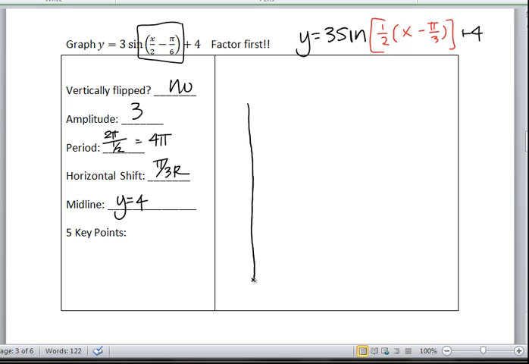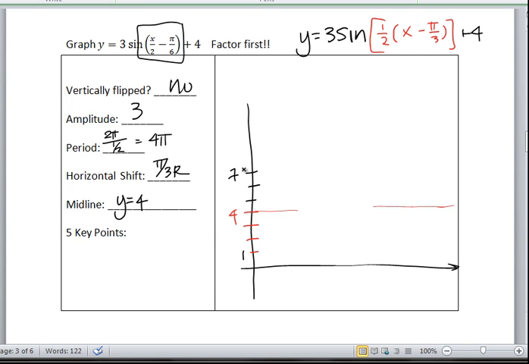Okay. So let's graph this. And so our midline is 4. 1, 2, 3, 4. Put a little line right there so you can see it. My amplitude is 3, so I go down to 1 and up to 7. 5, 6, 7.